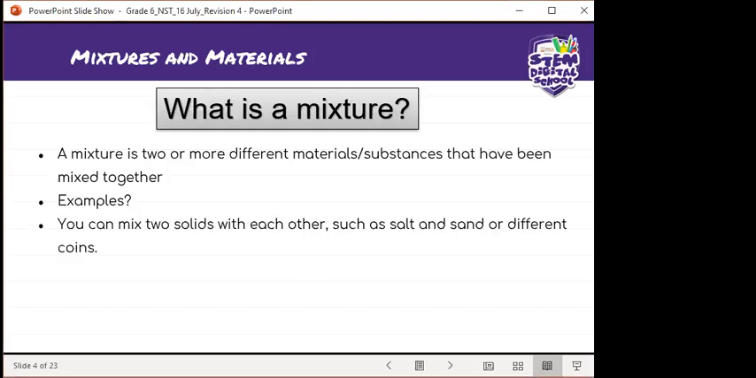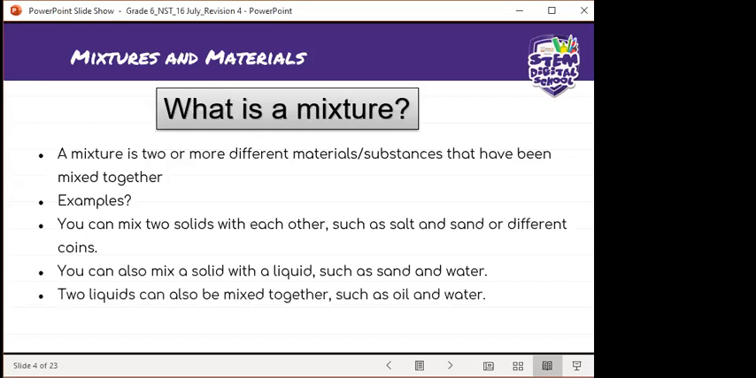Okay, so it says you can mix two solids with each other, such as salt and sand, or different coins. So that will also be regarded as a mixture. If I have sand as well as coins, then I have a mixture of sand and coins. I see Kia also says pap and meat. That is correct. It's a beautiful mixture and a beautiful meal.